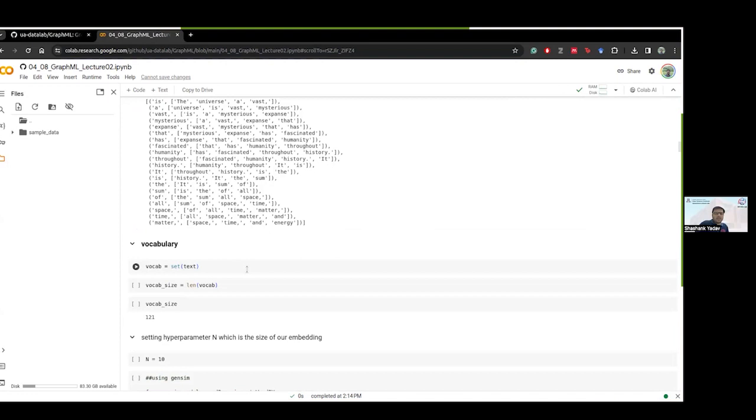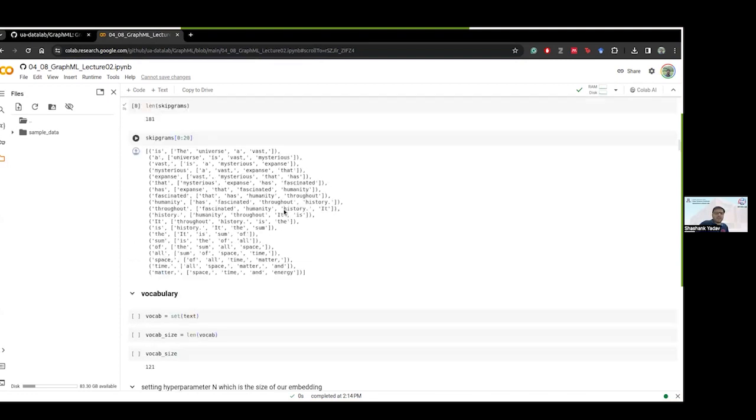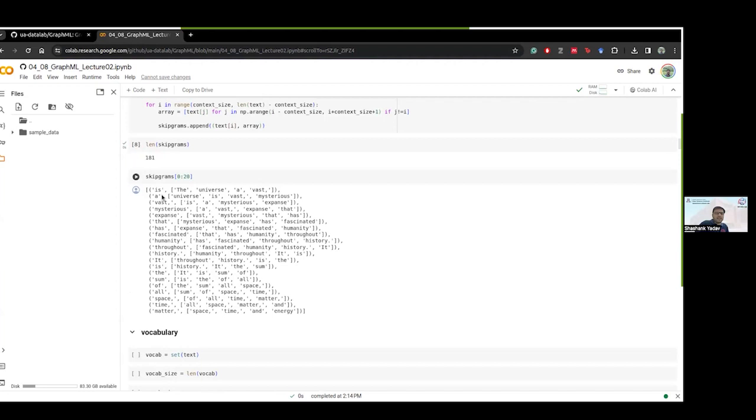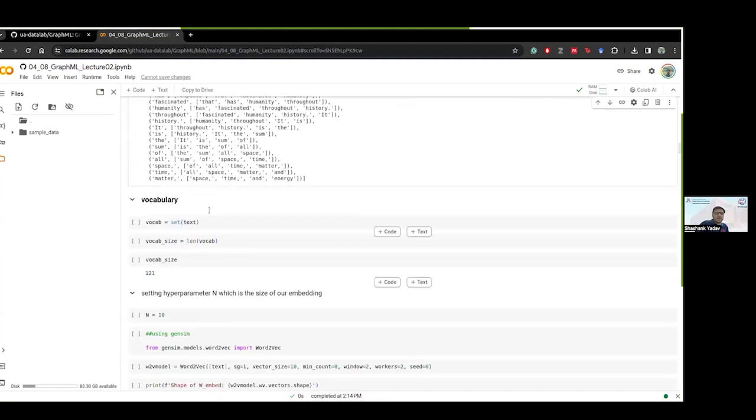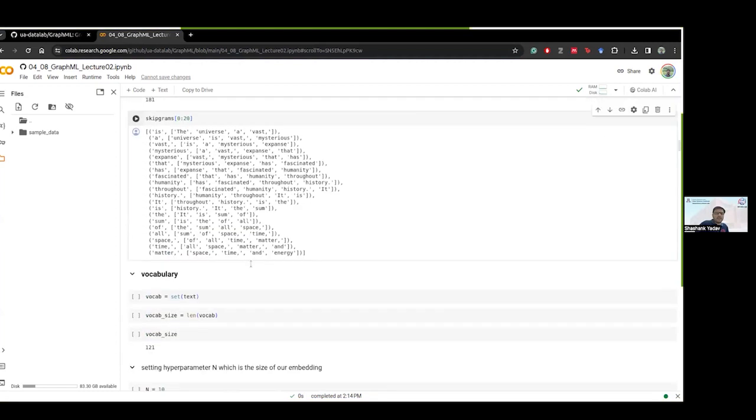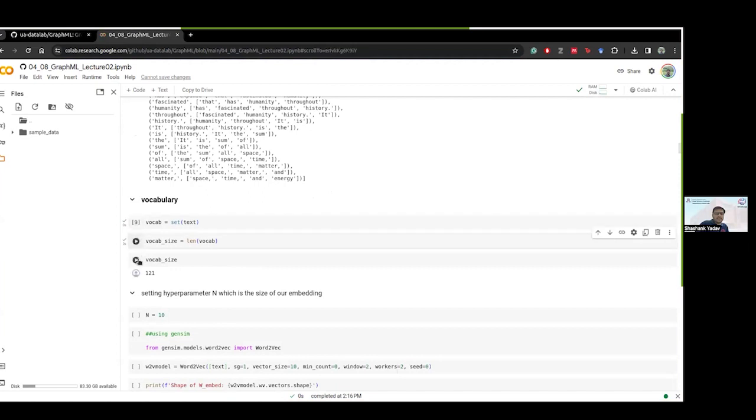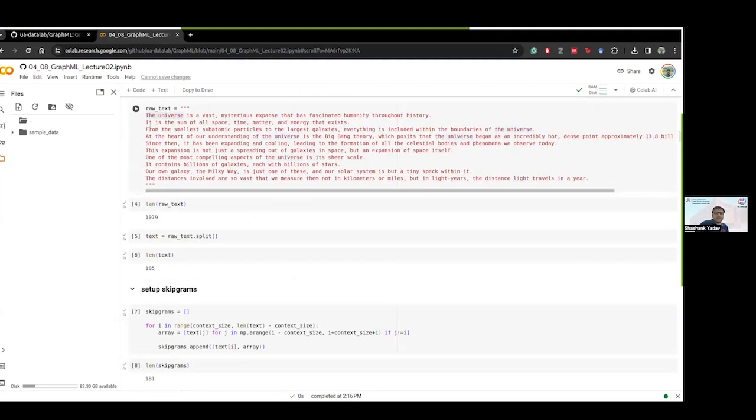Okay, now coming to vocab. Vocab is just a collection of all the words appearing in the text. For example, you can see this word "is," which has some context, "the universe" and "a vast," but we have the same word "is" here, which has a different context based on "history, it, the, some." So now we'll define vocab, which is just the set of all the words, and if we print the vocab size, we'll find there are 121 unique words inside this text.